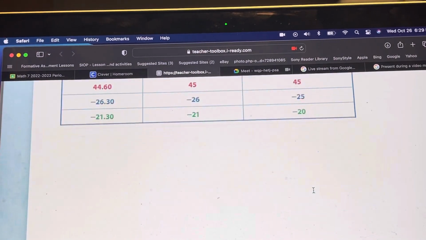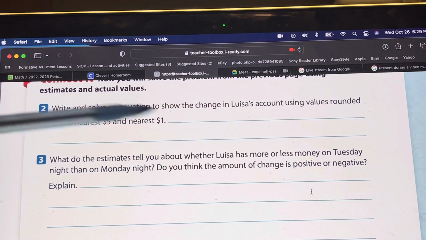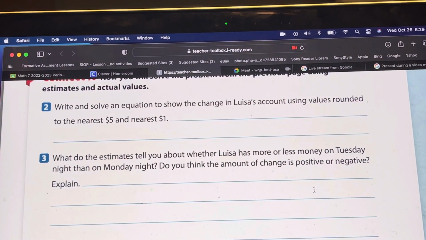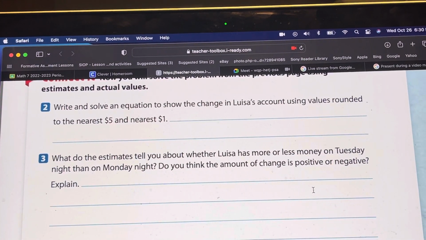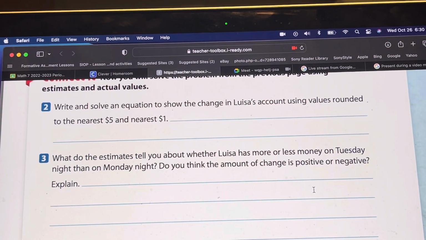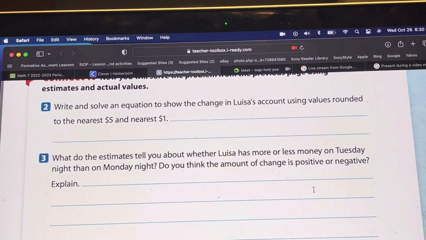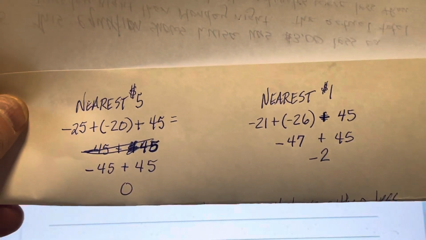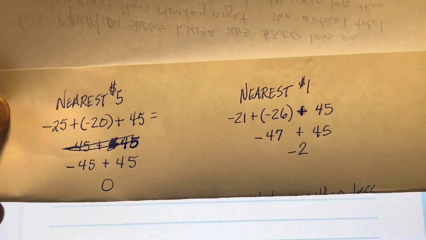The next page says to write and solve an equation to show the change in Louisa's account using values rounded to the nearest $5 and $10. And if you look on this paper I'm about to hold up, that's what I did. I'm just going to put it up there since I can't write it on here. So this is rounded to the nearest $5 on the left and to the nearest dollar on the right.